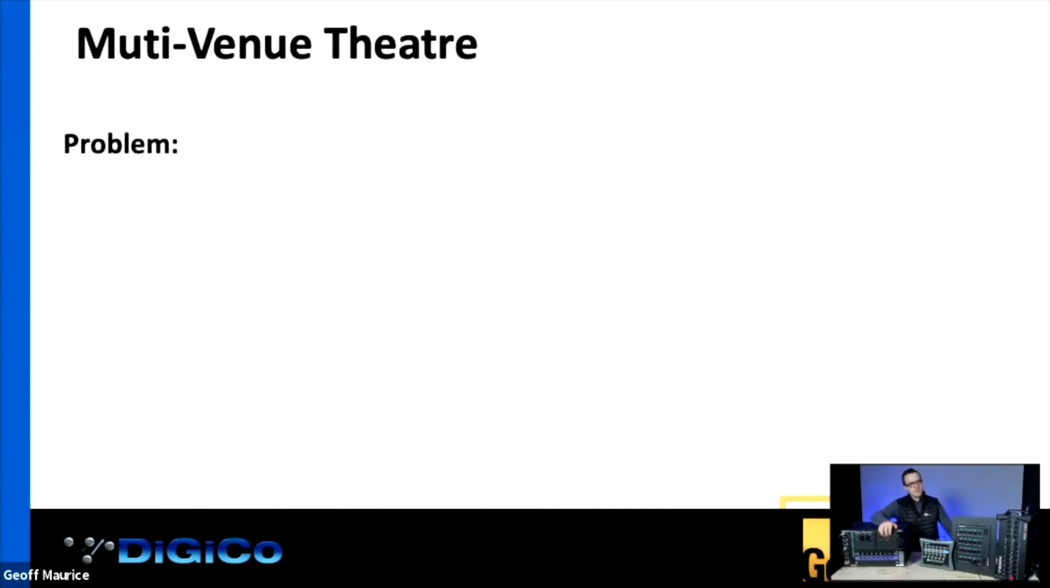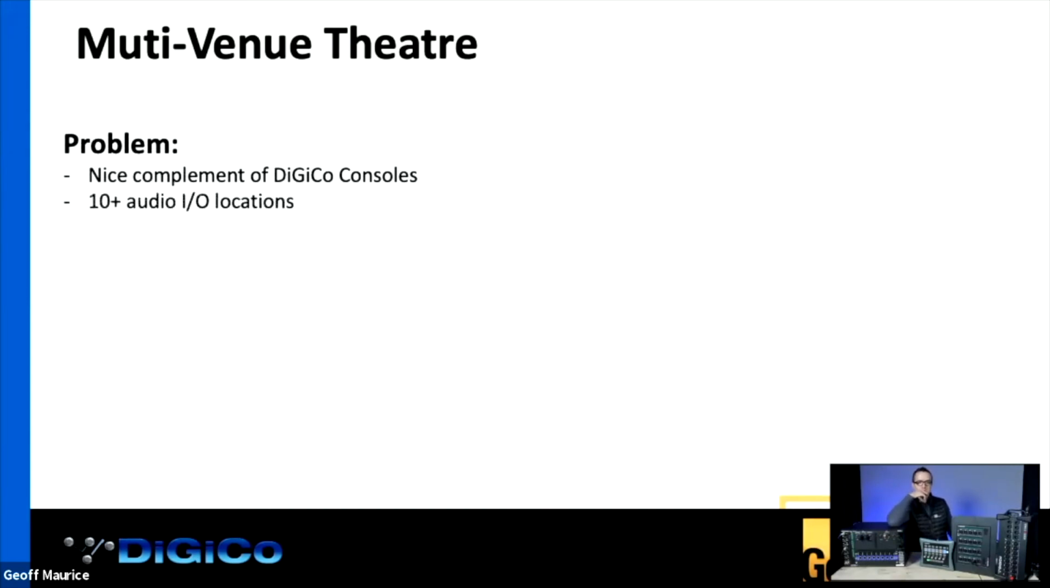So one of the interesting situations and the problem that they have is that they have a nice complement of DiGiCo consoles already. They have 10 plus locations, console locations and audio locations that they need to deal with. They have multiple mix positions per space that they want to interface with in a given case. And we don't always have the most, I don't want to say novice users, but they're not always the same group of people patching and adjusting things all the time.